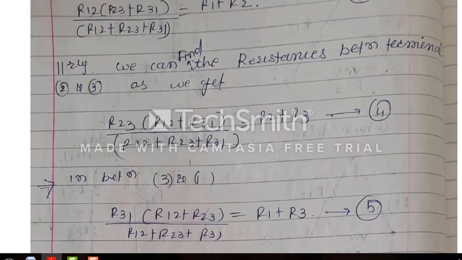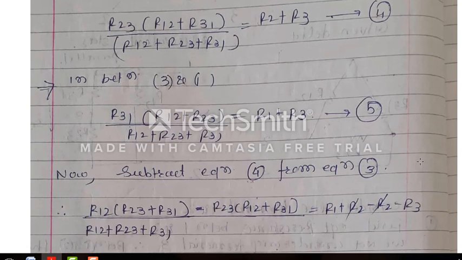Next, we have to subtract equation 4 from equation 3. Equation 4 is this one, and equation 3 is given above. So after subtracting, on both sides the denominator is the same, so we get R12 (R23 plus R31) minus R23 (R12 plus R31), divided by R12 plus R23 plus R31, is equal to R1 plus R2 minus R2 minus R3. Now R2 will get cancelled.